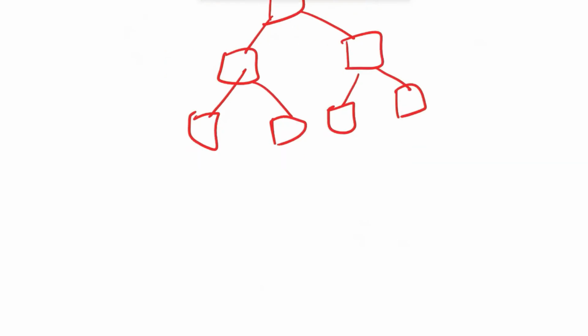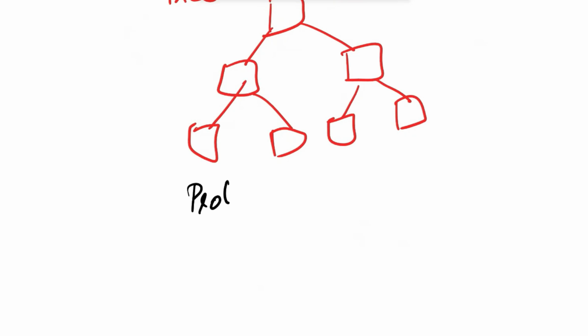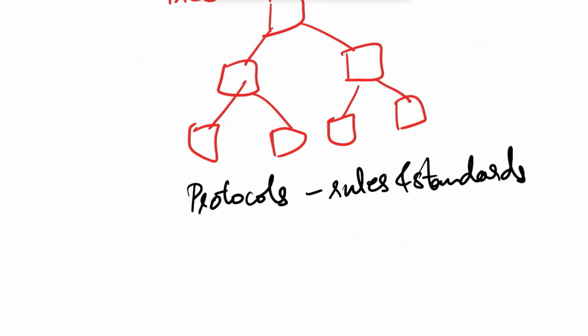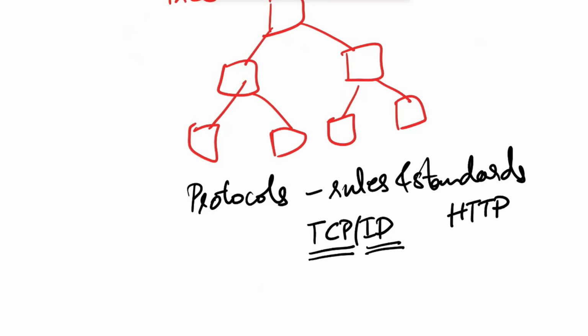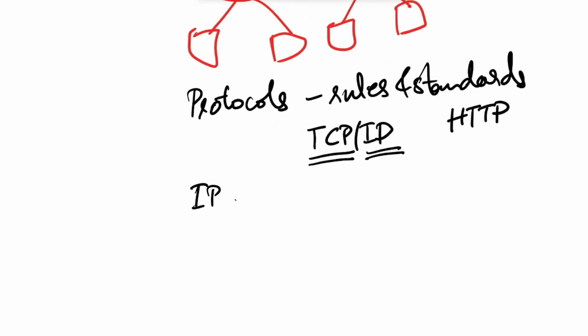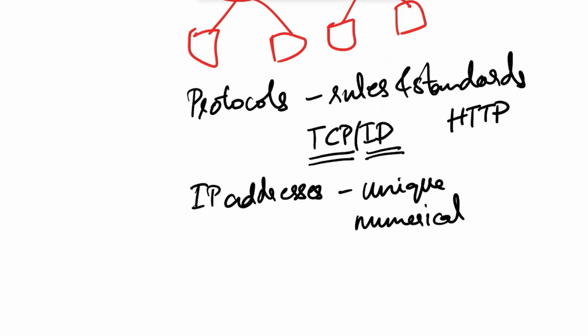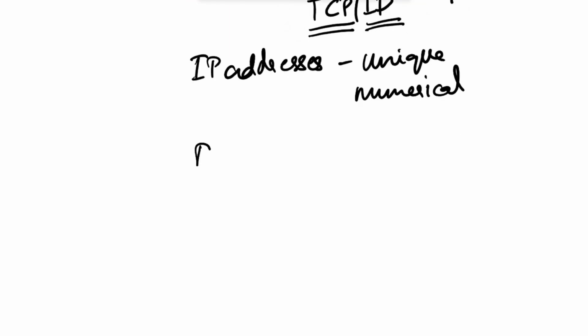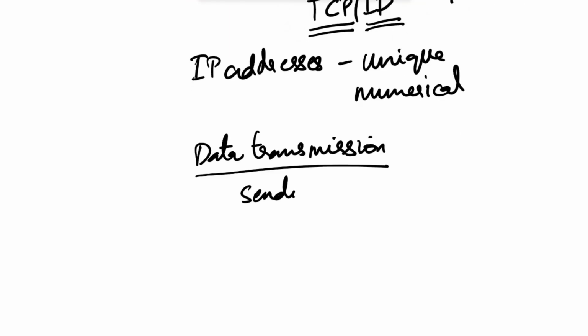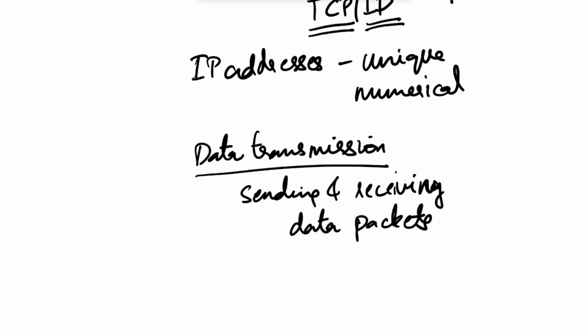Going back to the components of computer network, we have protocols. These are rules and standards that govern how data is transmitted, received, and interpreted in the network. Examples include TCP/IP, that is Transmission Control Protocol and IP Protocol. Another example is HTTP, that is Hypertext Transfer Protocol. Another key component is IP addresses. These are unique numerical addresses assigned to each device on the network to identify and locate them. Then there is data transmission. This is the process of sending and receiving data packets between devices, ensuring that data is properly formatted, transmitted, and received.